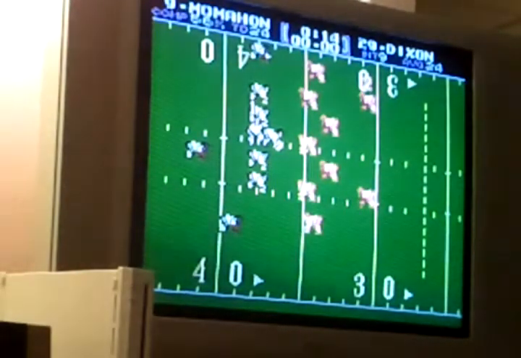Alright, now what we're going to do is show a deviation of the strong side run call. It's a little ploy that we like to call.